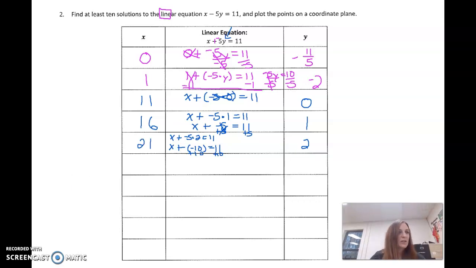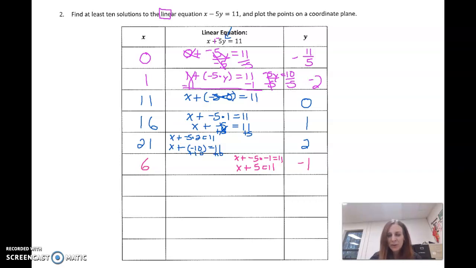Oh, I had some different colors here. Negatives? Let's try some negatives. Let's put a negative 1 in. So let's say I go x plus negative 5 times negative 1 equals 11. x plus negative 5 times negative 1 is going to be a positive 5 equals 11. And I'm going to say here, what number plus 5 equals 11? And hopefully you'll tell me 6.